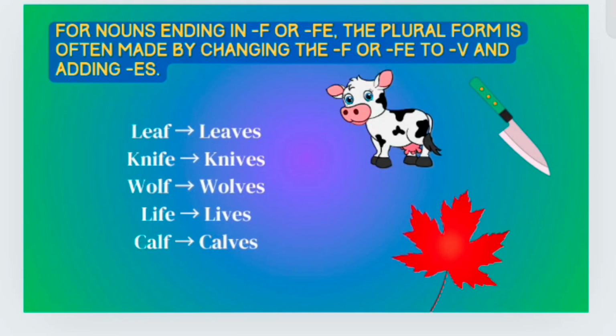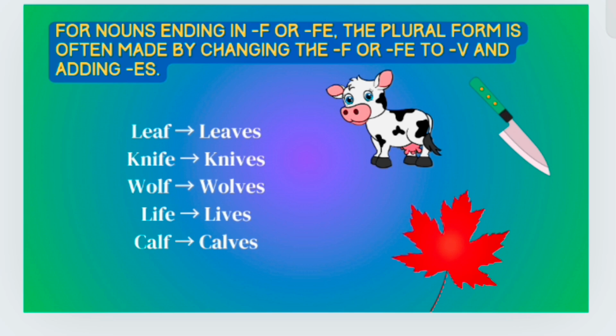For nouns ending in F or FE, the plural form is often made by changing the F or FE to V and adding ES. Now this rule applies to the words that end with F and FE. So let us begin with the first example. Let us take the word leaf, L-E-A-F. According to the rule, this particular word ends with the letter F. So what exactly should one do? The first step is to remove the F. And the second step is to add a V followed by ES.